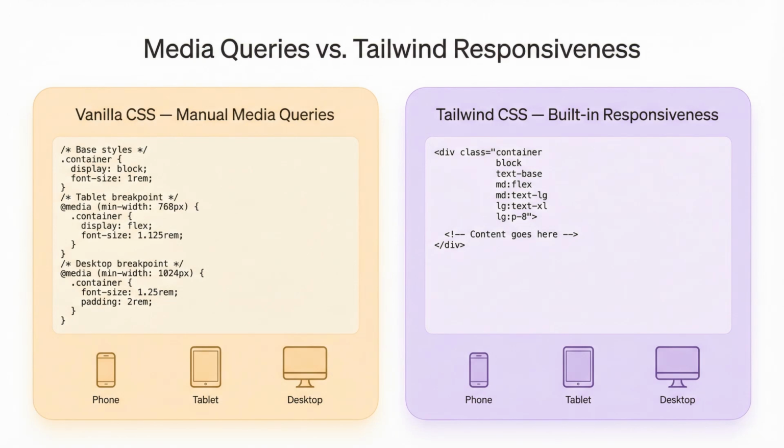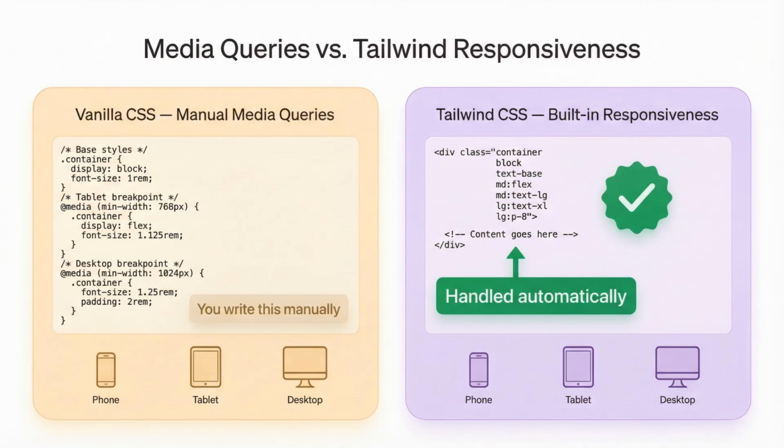A student asks about media queries in CSS. Those are the rules that make a website respond to different screen sizes. The instructor's answer is insightful. In Tailwind CSS, you don't need to write manual media queries. Tailwind has responsiveness built right in. You simply add a breakpoint prefix to your class name, and it handles the responsive behavior automatically. This is one of the biggest advantages of using a framework like Tailwind.